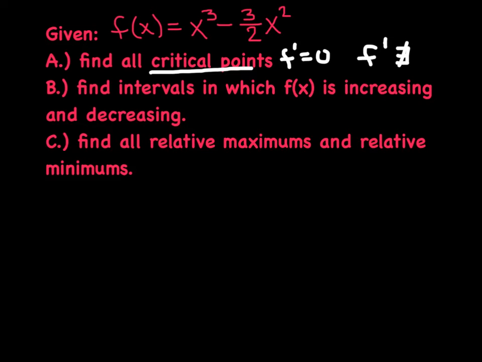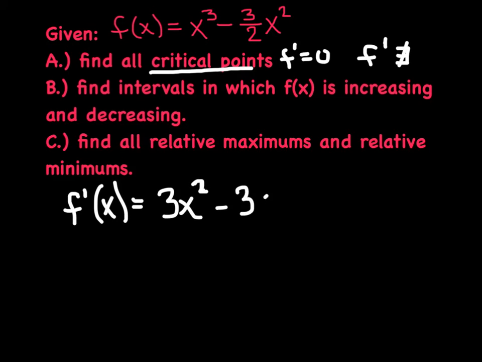Second part, we want to figure out when f is increasing and decreasing, and third part, we're going to find all the relative maxes and mins. So, first things first, I am going to find the derivative of this function, which is one of the friendlier derivatives we've seen in the past 2 weeks. So we got 3x squared minus 3x.